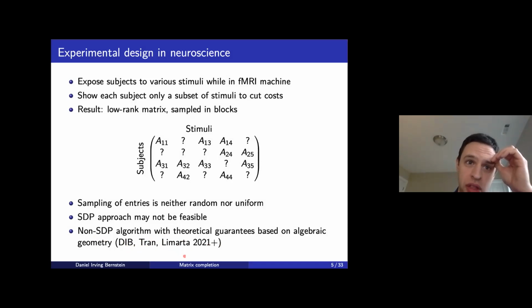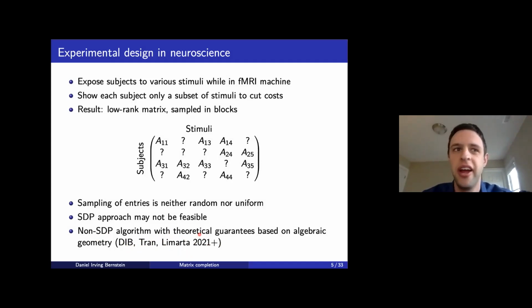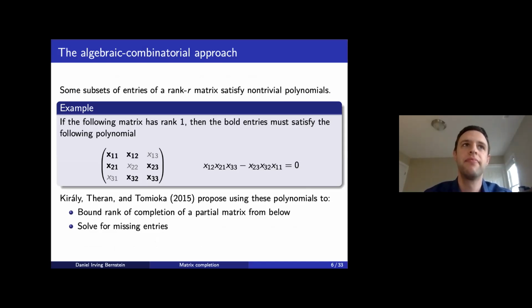It's with two other co-authors, one of whom is actually an undergrad. I have a non-SDP algorithm that involves just solving a bunch of linear equations with some theoretical guarantees based on algebraic geometry. All of this is really just to motivate what I want to talk about next, which is looking at matrix completion from an algebraic and combinatorial perspective. Are there any questions on the application side?